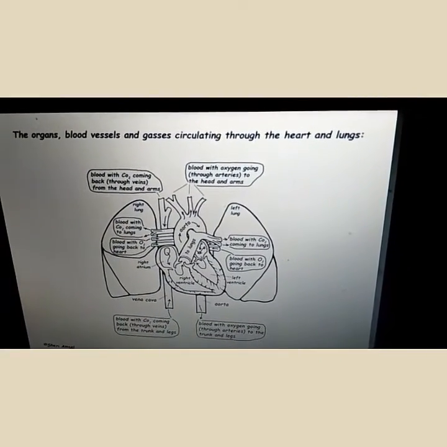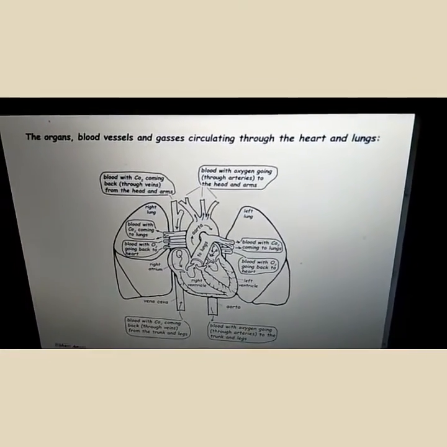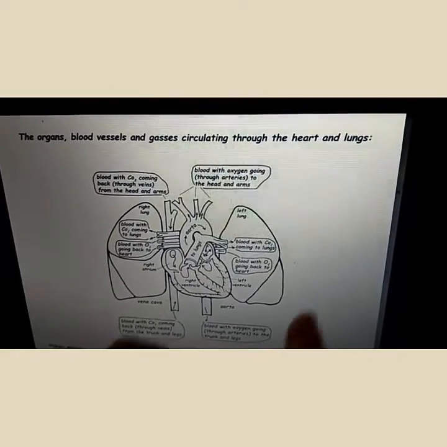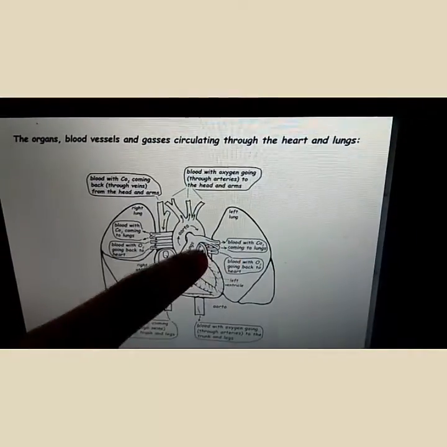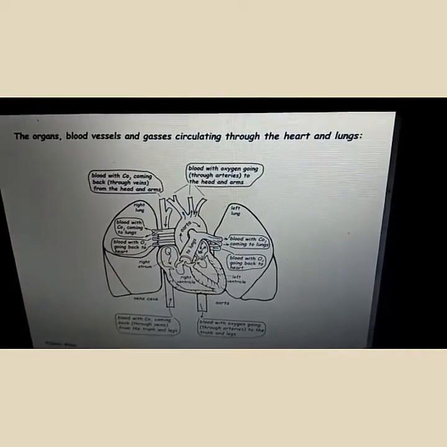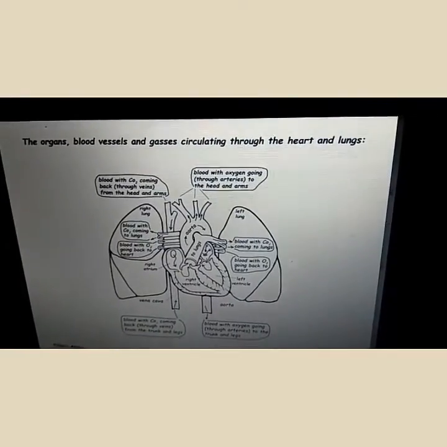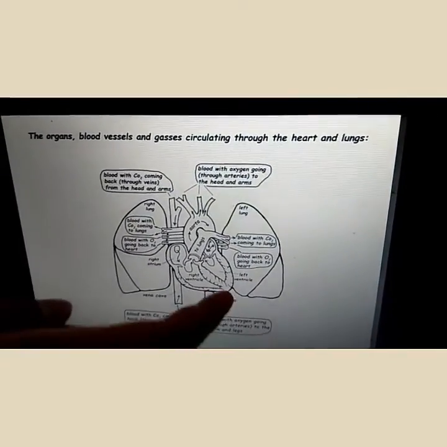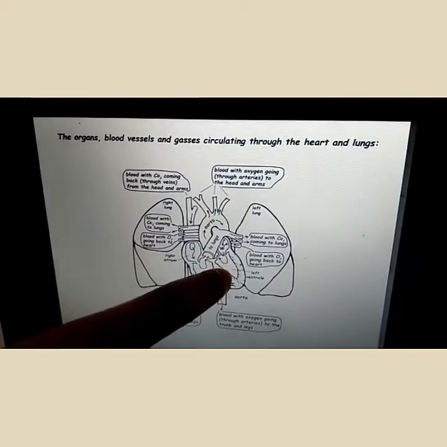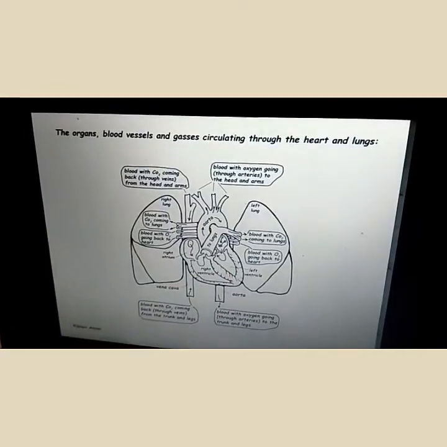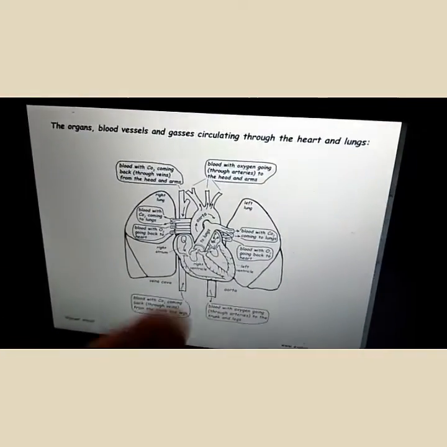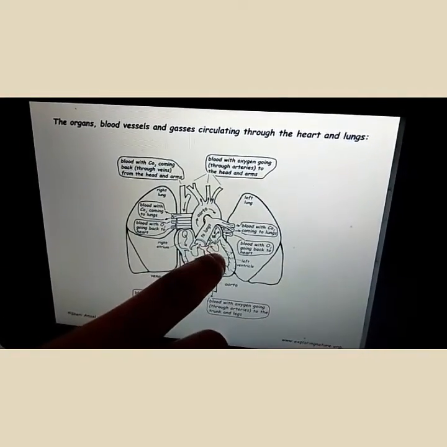So the pulmonary vein empties the oxygen-rich blood from the lungs into the left atrium. So this is the left atrium of the heart. As the atrium contracts, the blood flows from your left atrium into the left ventricle. So this one is the left ventricle of the heart. This is done through the open mitral valve. So this is the open mitral valve.